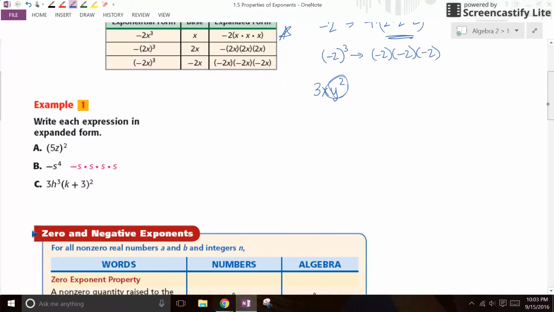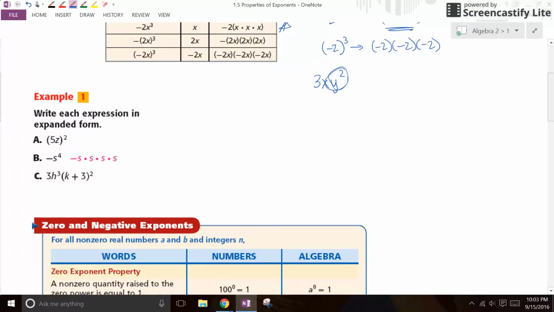All right, let's look at example 1. Write it in expanded form. So this is exactly what it is. So A, can you expand that out for me? Sure, it's 5z, and then I have 2 of those, so 5z times 5z. Now, I'm tempted to multiply it together, but they wanted expanded form, so I stop. And that is all it is.